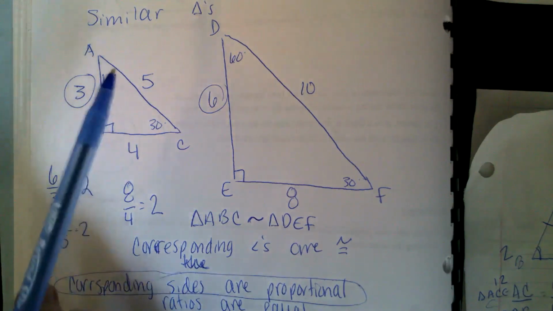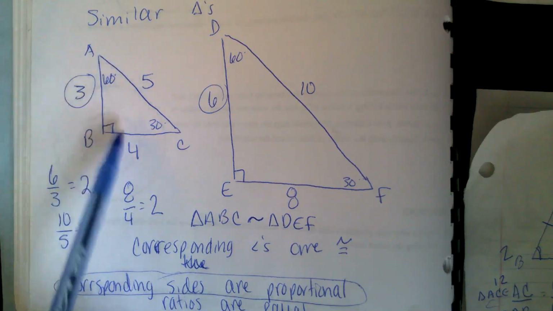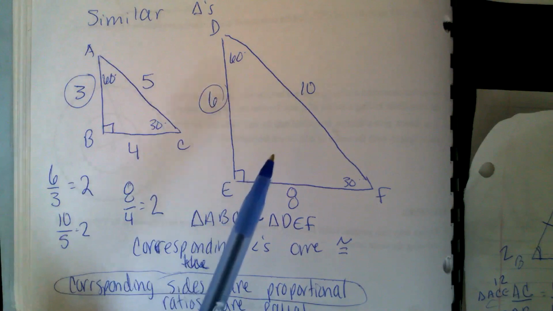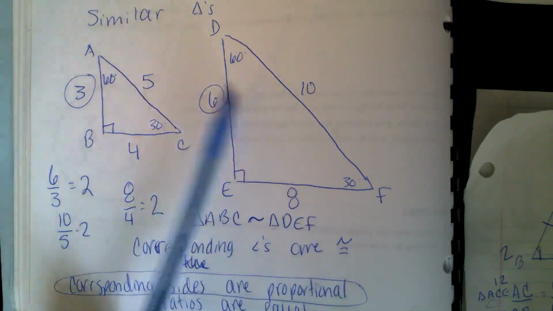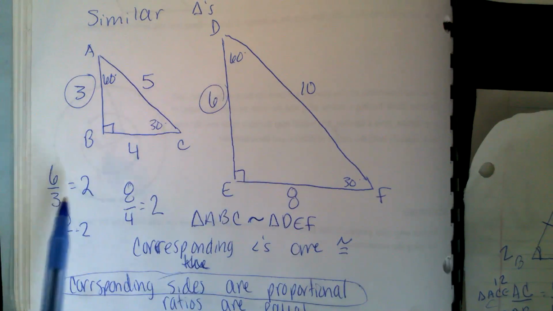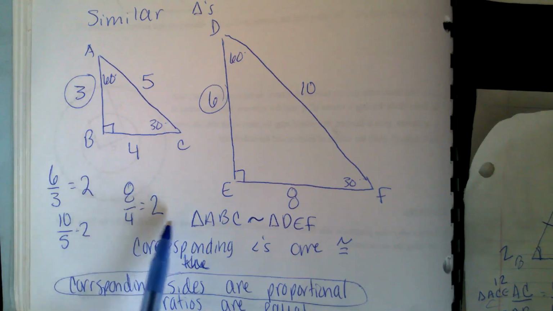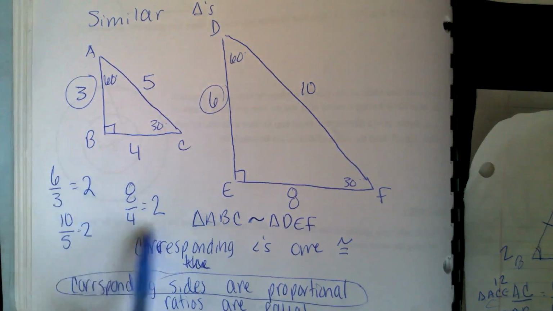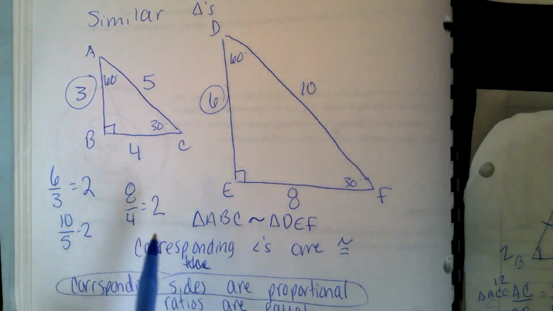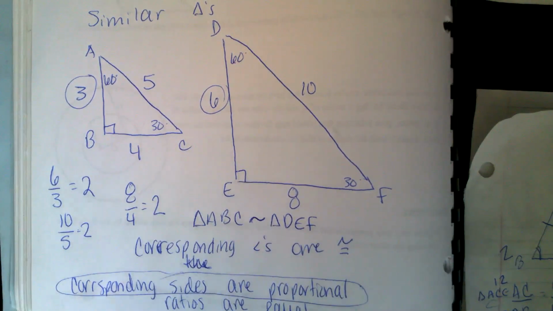Now let's take a look at ABC. ABC is a triangle with side lengths 3, 4, 5, whereas DEF is a triangle with side lengths 6, 8, and 10. Now, 6 divided by 3 is 2, 10 divided by 5 is 2, and 8 divided by 4 is 2. Since all of their corresponding ratios are the same, they are all equal to 2, that means that the two triangles are similar. Okay.